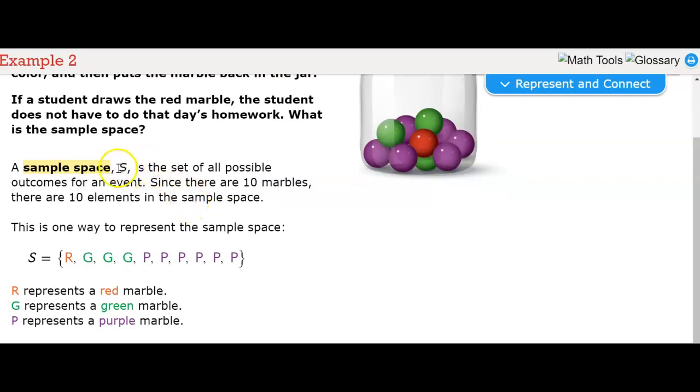A sample space, S, is the set of all possible outcomes for an event. Since there are 10 marbles, there are 10 elements in the sample space. This is one way to represent the sample space. S, again, represents the sample space, is equal to the quantity of R, standing for the red marble, G, G, G, standing for the 3 green marbles, and P, P, P, P, P, P for the 6 purple marbles. And that's how you can identify your sample space.